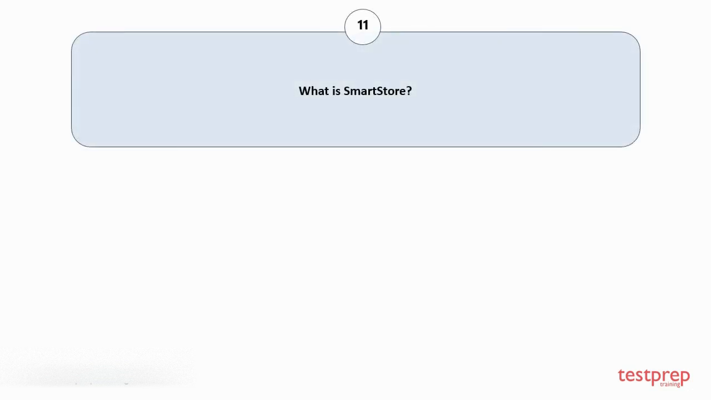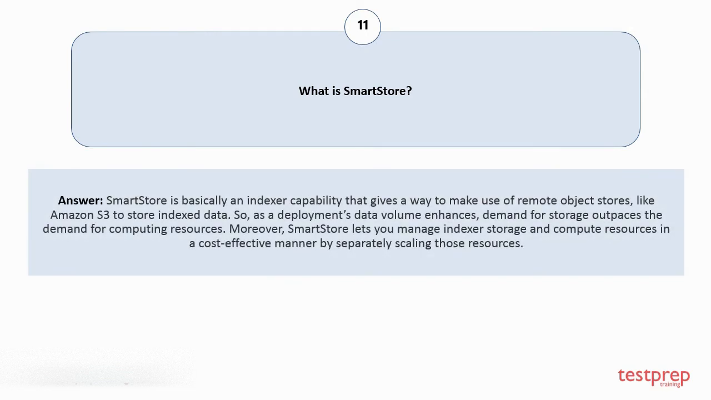Question number 11, what is Smart Store? Your answer is Smart Store is basically an indexer capability that gives a way to make use of remote object stores, like Amazon S3 to store indexed data. So, as a deployment's data volume increases, demand for storage outpaces the demand for computing resources. Moreover, Smart Store lets you manage indexer storage and compute resources in a cost-effective manner by separately scaling those resources.